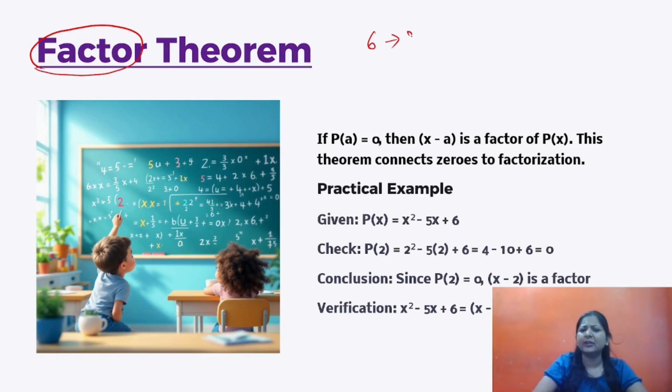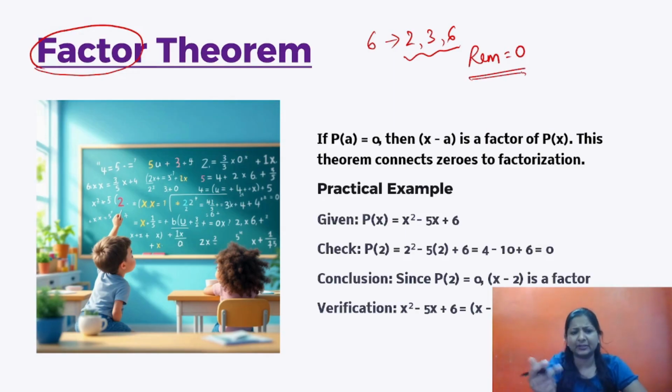Here you will say 2, 3, 6. So these are the numbers which exactly divide 6, meaning at the end of dividing you are getting remainder as 0. Understood? That is about factors. Now what is the factor theorem over here?